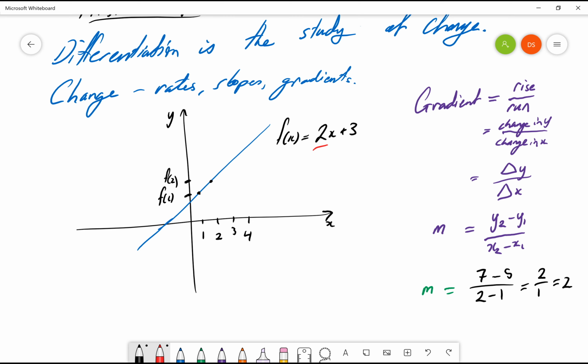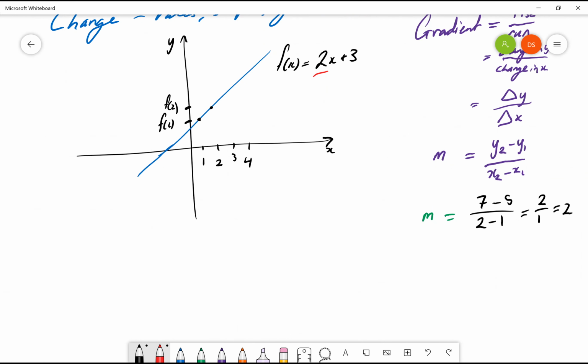So let's write it in a more general case. We're going to write the gradient equals y2 minus y1 over x2 minus x1. Can I just reframe this a little bit? Can I reframe this and erase some of these labels, pick some different points and see what happens?